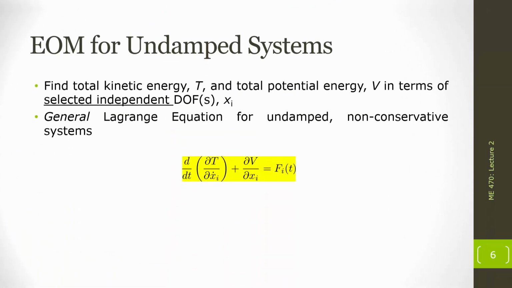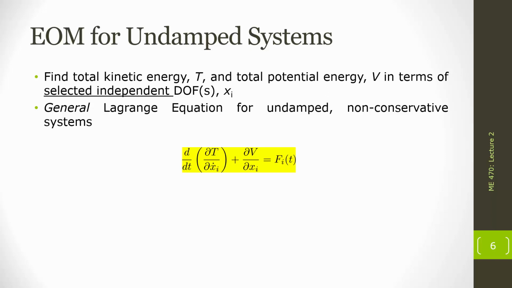So when we're dealing with these undamped systems, how do we come up with this equation of motion? Once again, we're going to first calculate the total kinetic energy, then the total potential energy in terms of our degrees of freedom. And we're going to see we have this general Lagrange equation for these systems. So we're actually going to take these quantities, the T and the V, and we are going to do partial differentiation on them. And we're going to see in a minute that out pops the equation of motion.